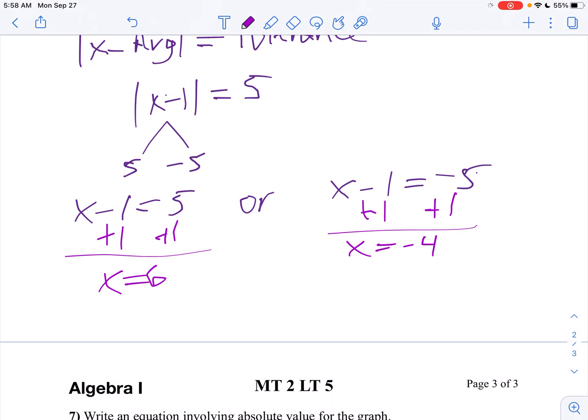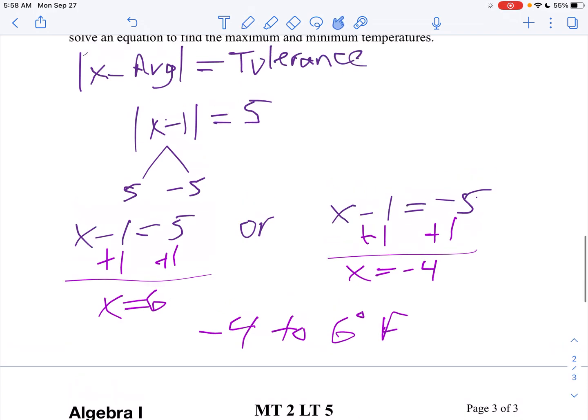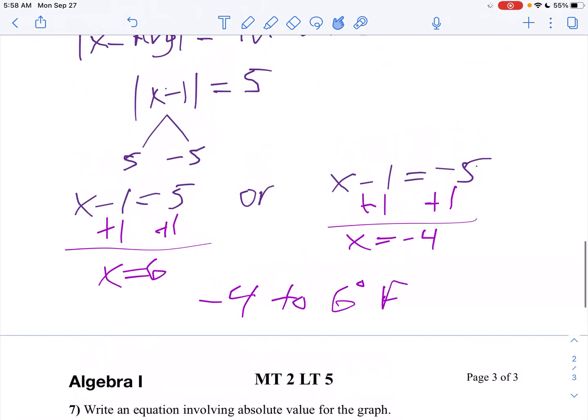So the actual temperature of the city can vary from negative 4 to 6 degrees Fahrenheit. I think they use Fahrenheit. Yeah, they use Fahrenheit, and that's what you have to do.